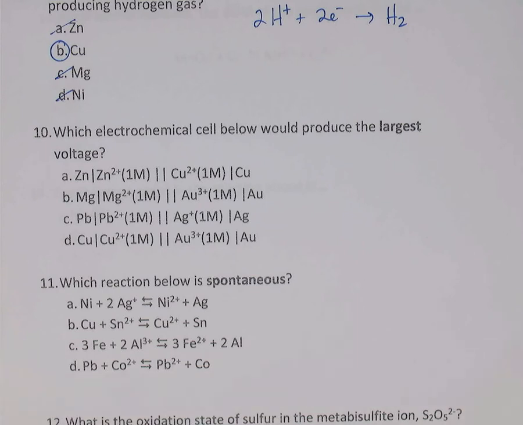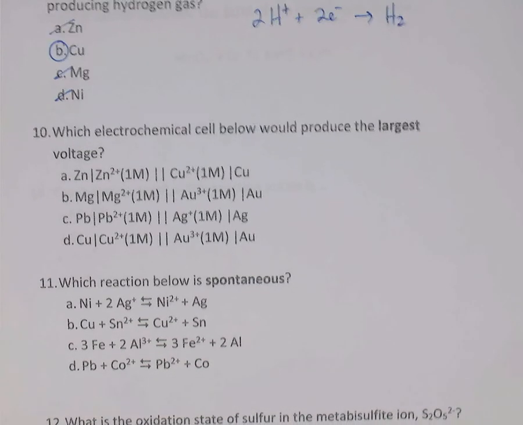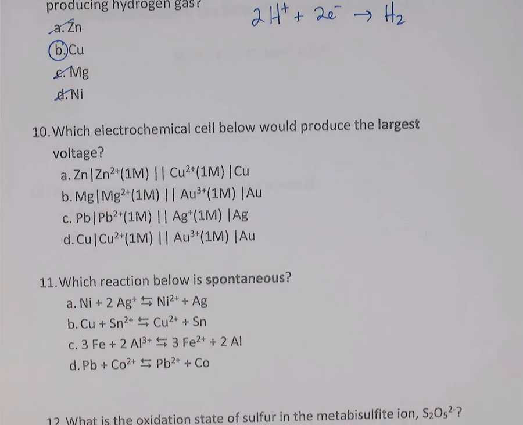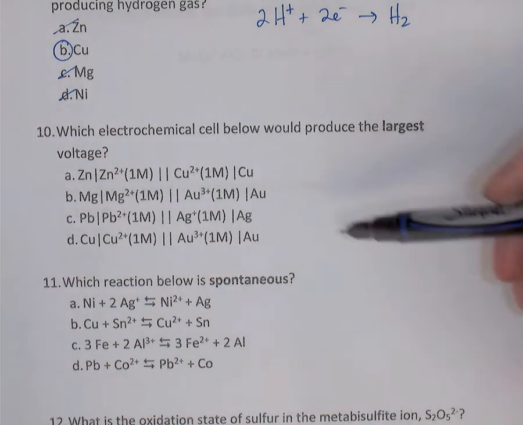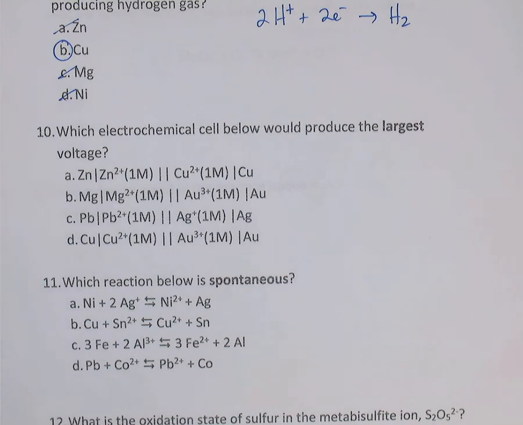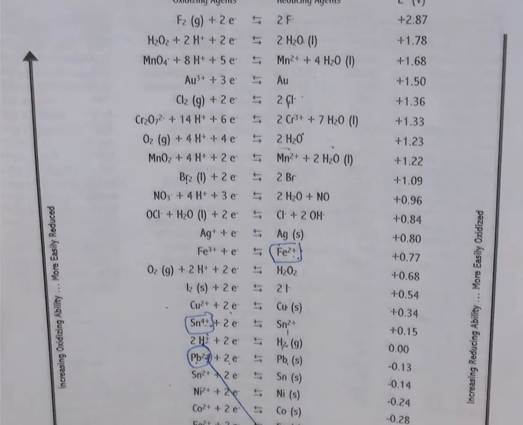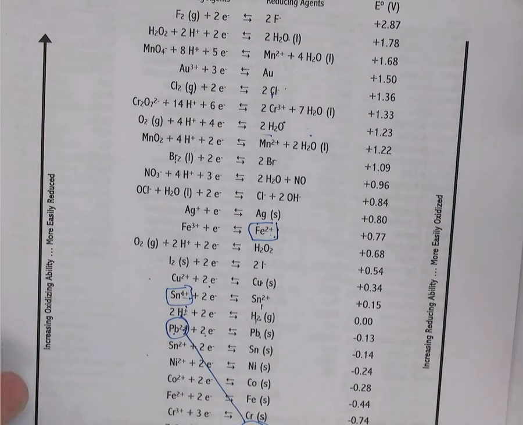Number 10, which of these electrochemical cells would produce the largest voltage? These are all standard cells. The concentrations are 1 molar of the solutions, and we'll assume they're operating at 25 degrees Celsius. So I hope you didn't go through each one and calculate the voltage produced. That would be a very long way to do this.